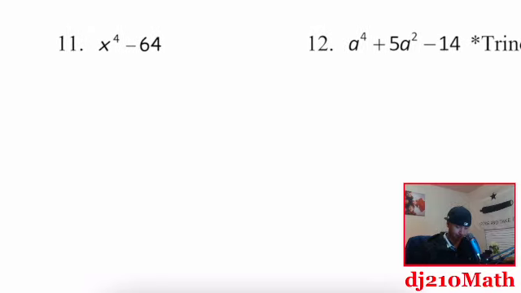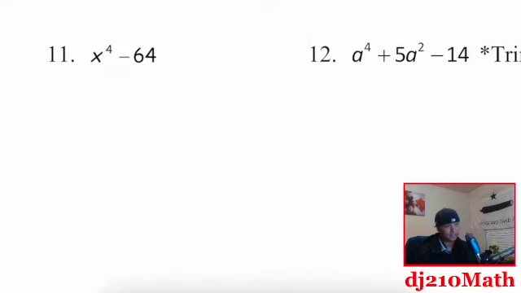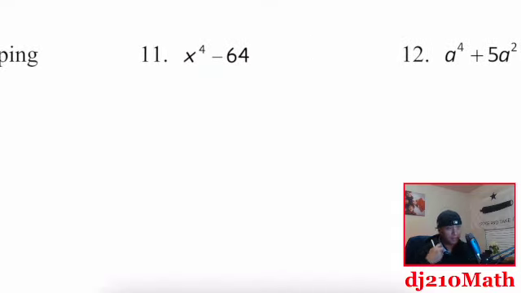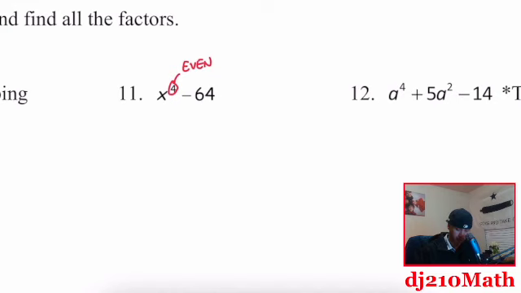All right. Number 11, x^4 minus 64. Okay, so when factoring this, this is almost like a difference of cubes, right? The only thing is that the exponent is an even number. So when it's even and it's two terms, usually a difference of squares is what works here. So this one's going to look like a squared minus b squared. I can rewrite it as a minus b, a plus b.